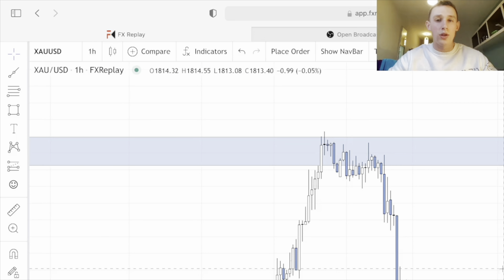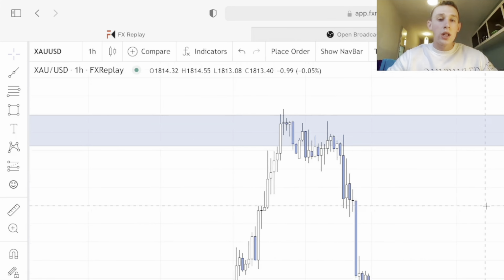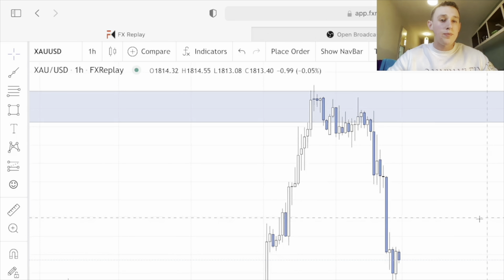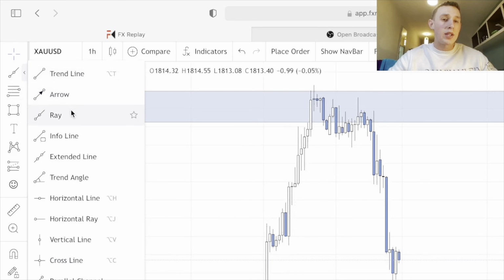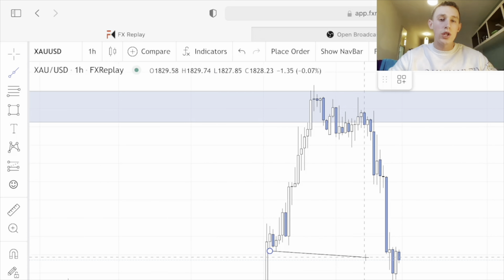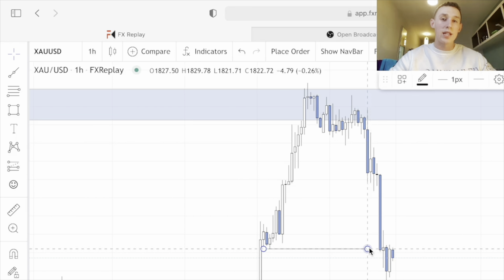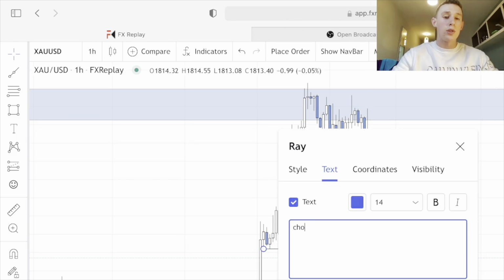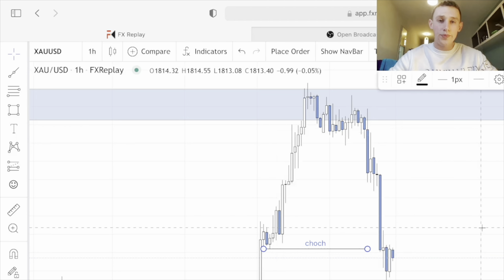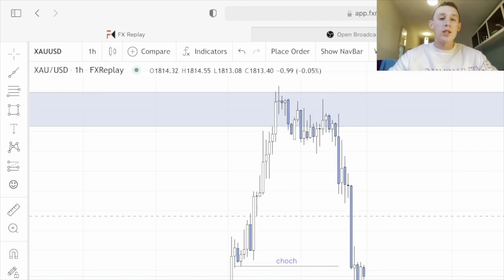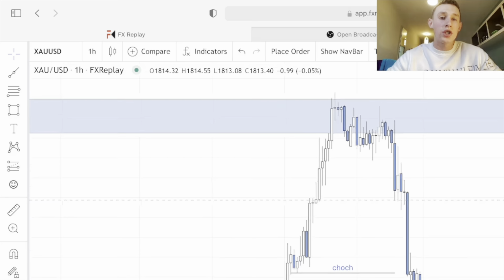Going down again onto the 1H, what we can see, we have this area of demand has failed, showing that price maybe wants to continue down from this level, and the sellers are definitely present. So I would mark this on as a change of character. And then we identify the last inefficient range.